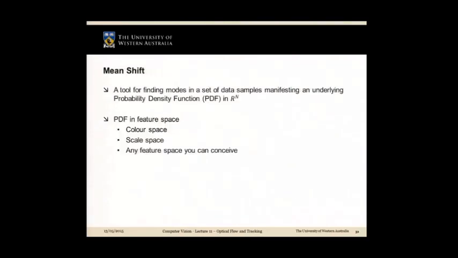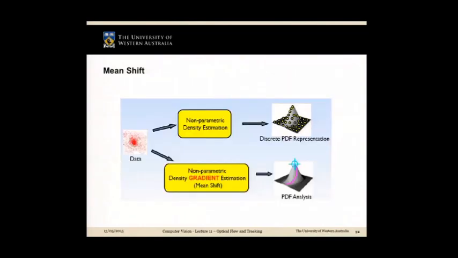Now, mean shift is a tool for finding modes in a set of data samples, manifesting an underlying probability density function in R^n dimension. And you can think of the PDF in feature space, color space, or scale space. We have the next slide that will give you some intuitive explanation of this technique. So let's say you have your data points.